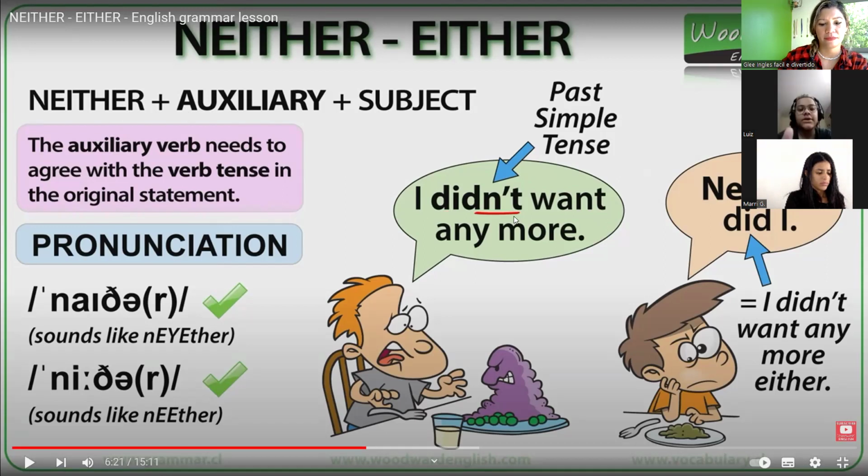Neither plus auxiliary plus subject. The auxiliary verb needs to agree with the verb tense in the original statement.